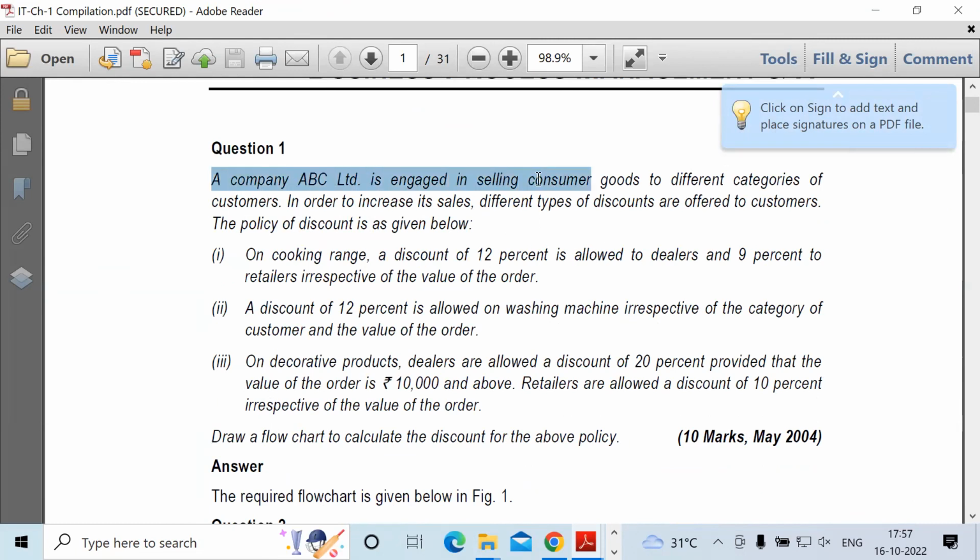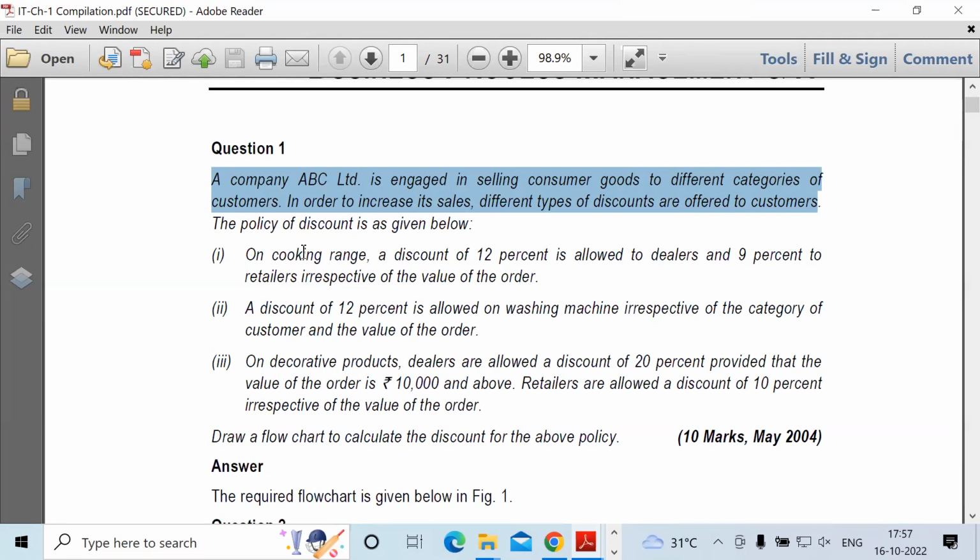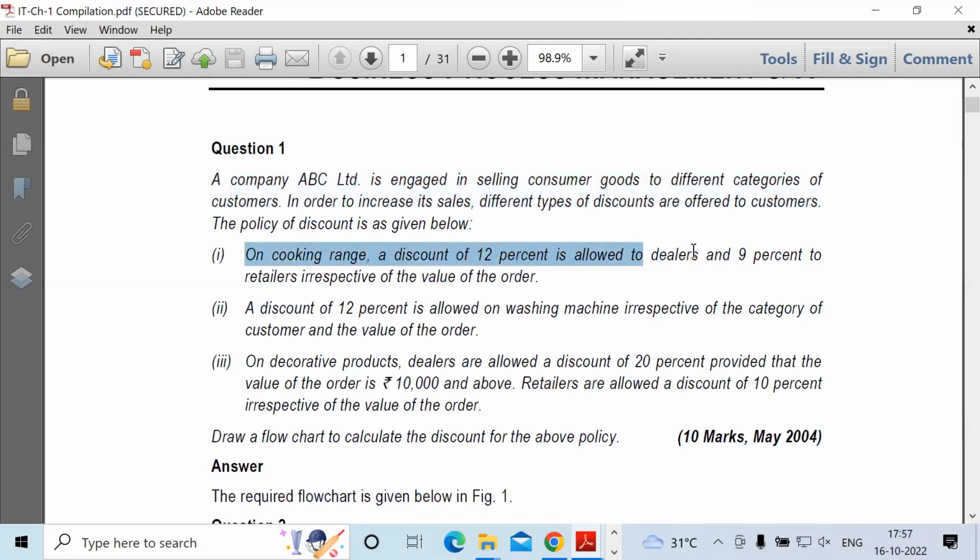A company, ABC Limited, engaged in selling computer goods to different categories of customers. In order to increase its sales, different types of discounts are offered to customers. The policy of discount is given as follows. Cooking range discount of 12% is allowed to dealers, 9% to the retailers, irrespective of the value of order. So the point is, for cooking range, 12% discount is allowed if he is a dealer, 9% is allowed if he is a retailer. So two things you have to remember: dealer, retailer.